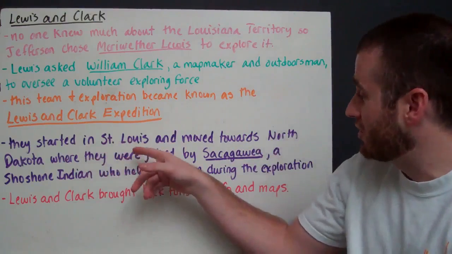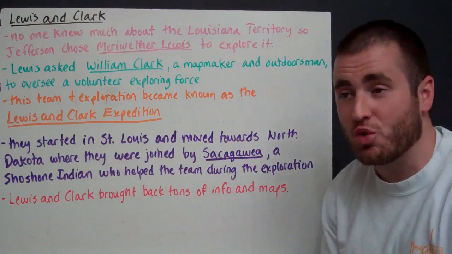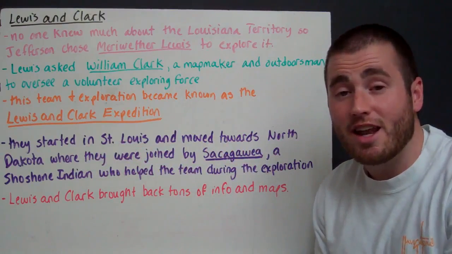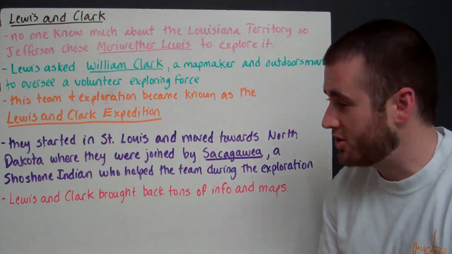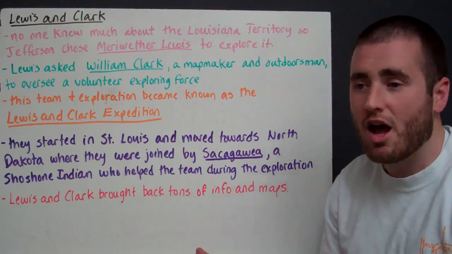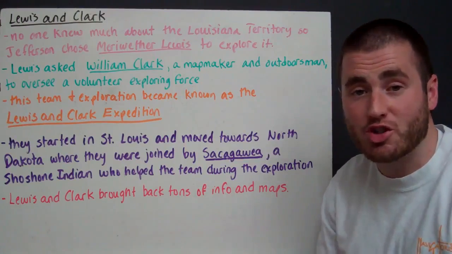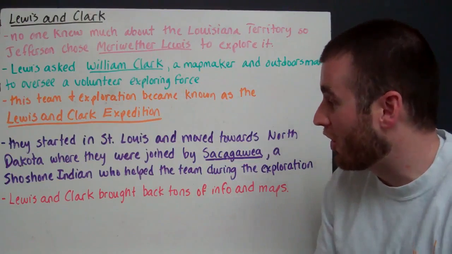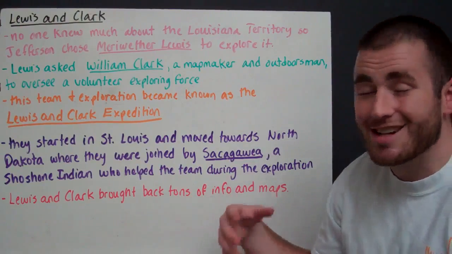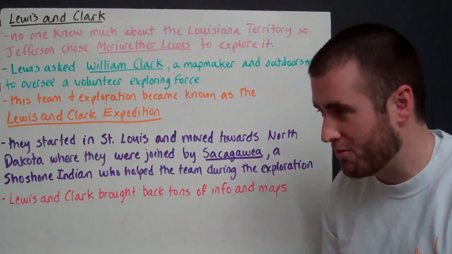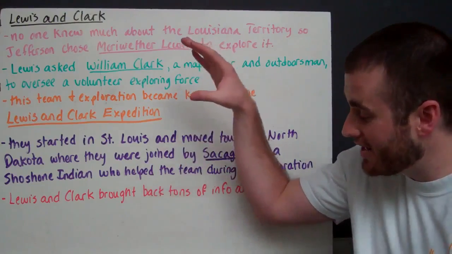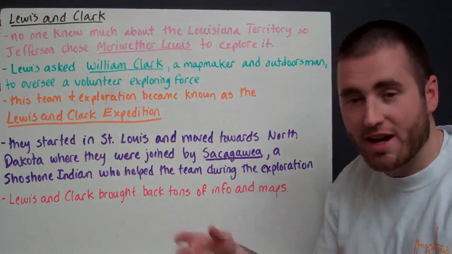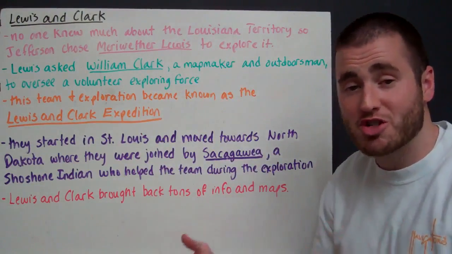So they started in St. Louis, and they moved towards North Dakota, and they were joined there by an Indian named Sacagawea. And she helped them during their whole exploration process. She was a huge help. She knew the land. She had relationships with Indians that were out there, so it was a big bonus for them to meet up with her. So Lewis and Clark brought back tons and tons of information, but more importantly, they brought back a lot of maps. So that is westward expansion, or how our United States country grew under Thomas Jefferson.